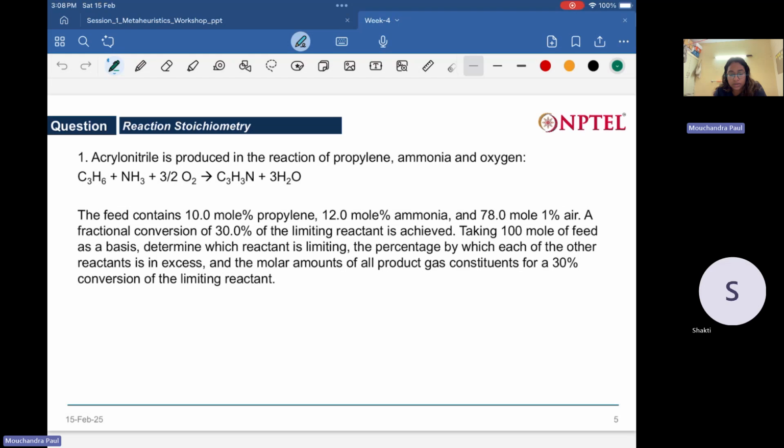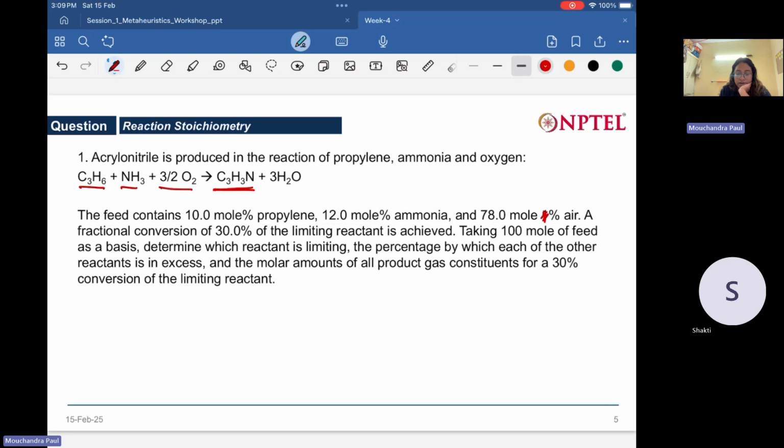All right, done. This is the question in front of you. There's a reaction given for the production of acrylonitrile. This is the product C3H3N, and propylene is the reactant, along with ammonia and oxygen. These are three reactants. There is a feed that contains 10 mole percent propylene, 12 mole percent ammonia, and 78 mole percent of air.